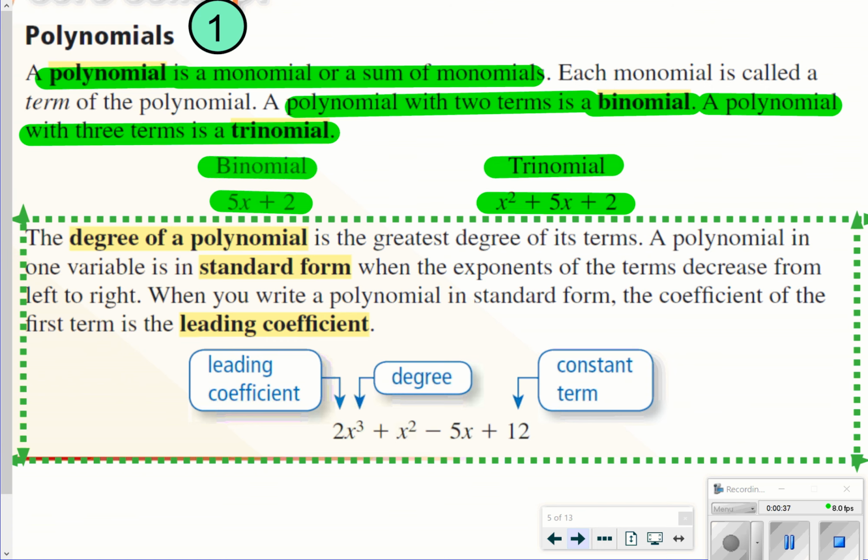So a polynomial with 2 terms would be a binomial. A polynomial with 3 terms is a trinomial. We'll only see binomials and trinomials today. If it has more than 3 terms, then you can name it a polynomial.